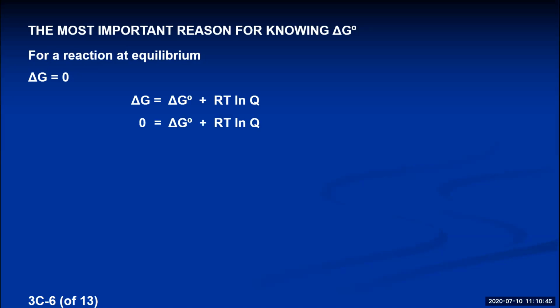If that's the case, I can set the left side of the equation equal to 0. And if you're at equilibrium, what is Q? What's the ratio of the products to reactants called at equilibrium? It's called the equilibrium constant. So therefore, if you're at equilibrium, we know delta G is 0, Q is the equilibrium constant. We now have a relationship between delta G naught, which you can calculate theoretically just from thermodynamic data on handout 5, and you can figure out the equilibrium constant of the reaction without ever having to do it experimentally.